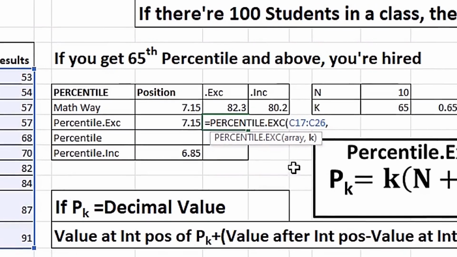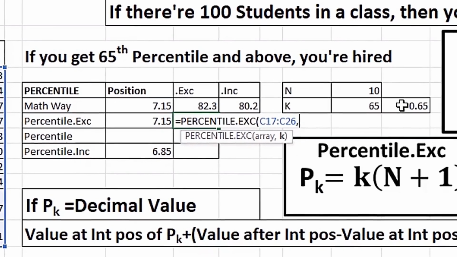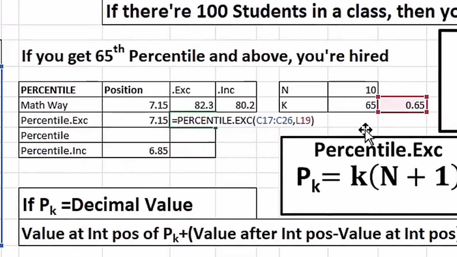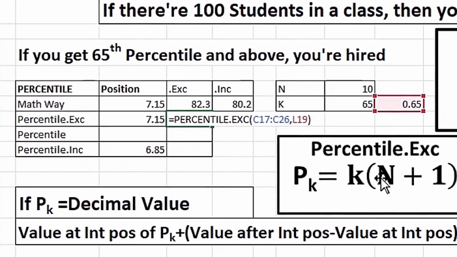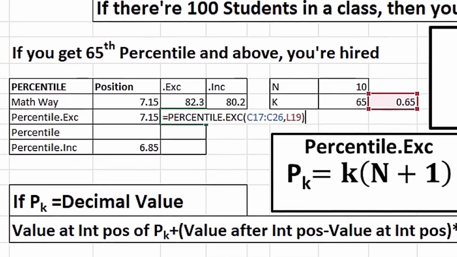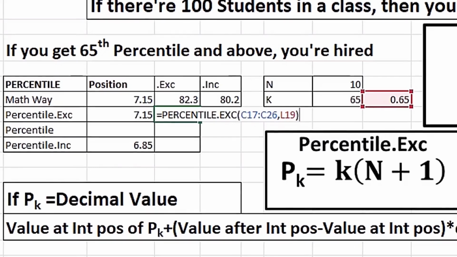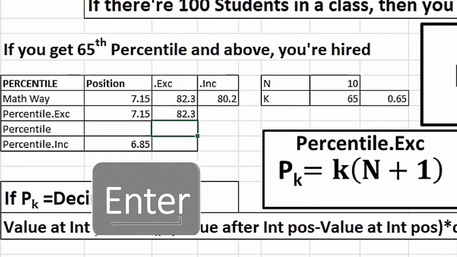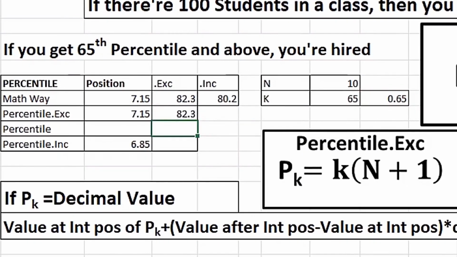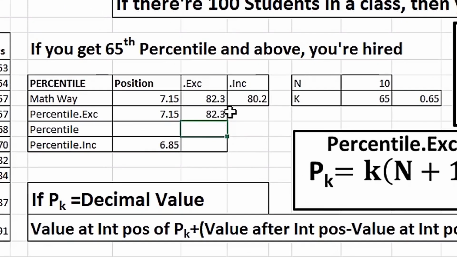Now for the K, when you're using the Excel functions, you also need to put the value between 0 and 1, which is this. So when I close my bracket, this function does not actually calculate for you just the position. It calculates the position behind the scene, and then it goes on to get even the value, and it displays for you the value, not the position. So when I click enter, you can see the percentile value when we use percentile.exclusive is 82.3, just the same as when we used the formula up here.